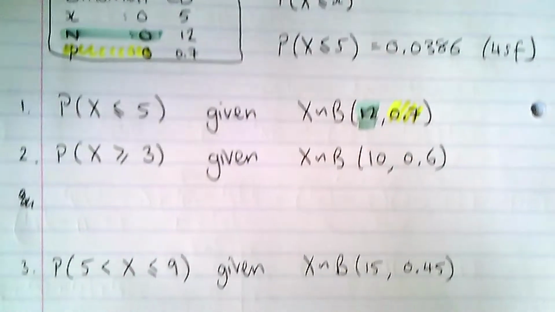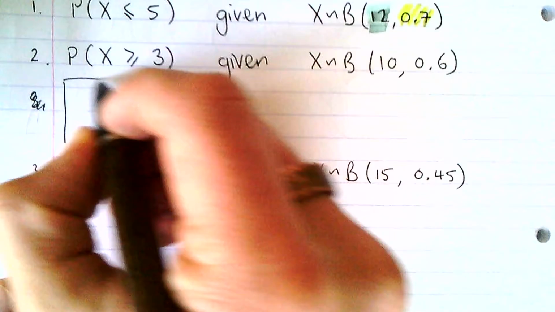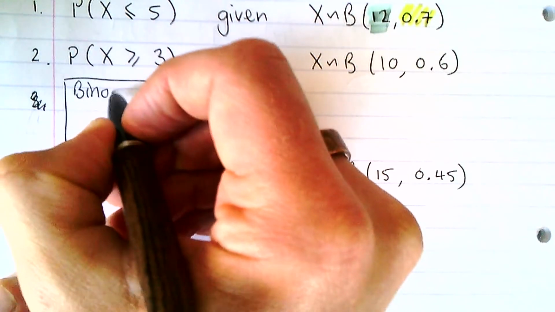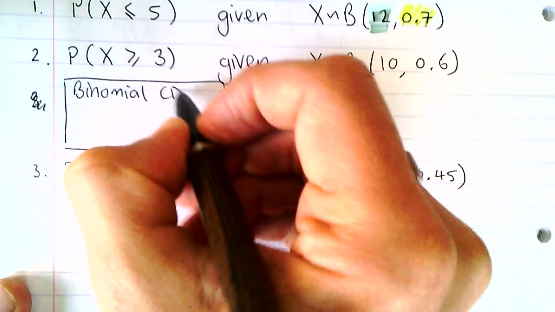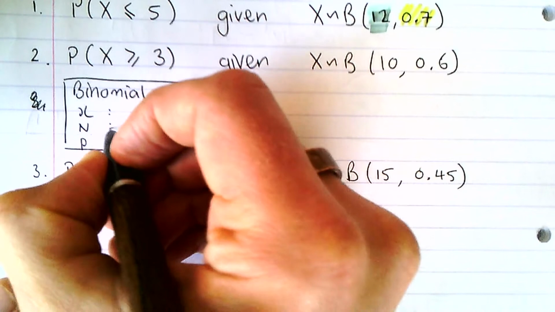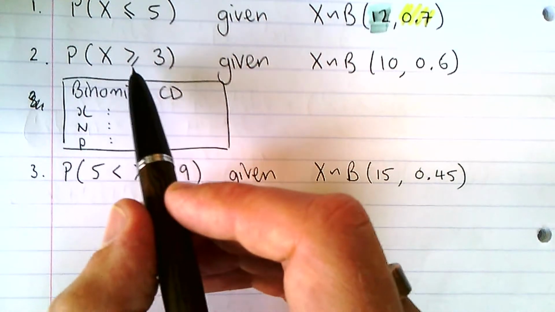So for that second question, I'm going to draw myself another little diagram here. So let me show you what it is. So this is binomial CD. You've got X, you've got N, and you've got P. I'm going to type these three things in. So you want X is greater than or equal to 3.